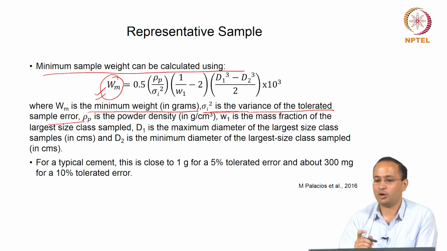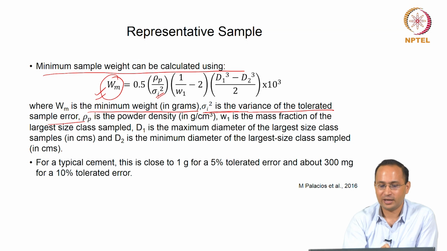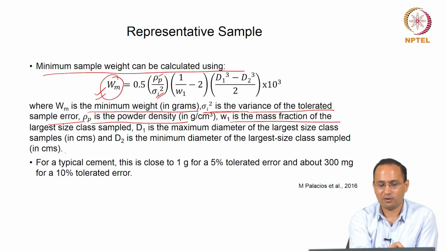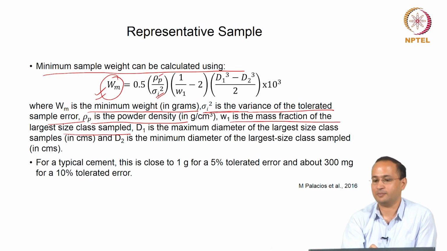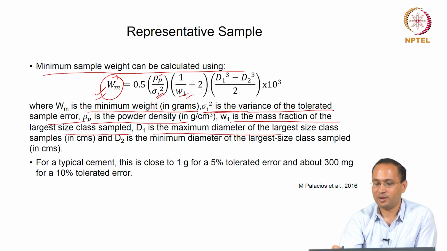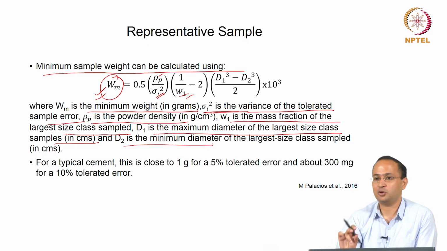What sample error are we talking about? Sigma square. Rho is the powder density. What is the density of the powder? Wn is the mass fraction of the largest size class sample. W1 is the mass fraction of the largest size, and D1 is the maximum diameter of the largest size class samples, and D2 is the minimum diameter of the largest size sample. So, D1 and D2 are the maximum and minimum.